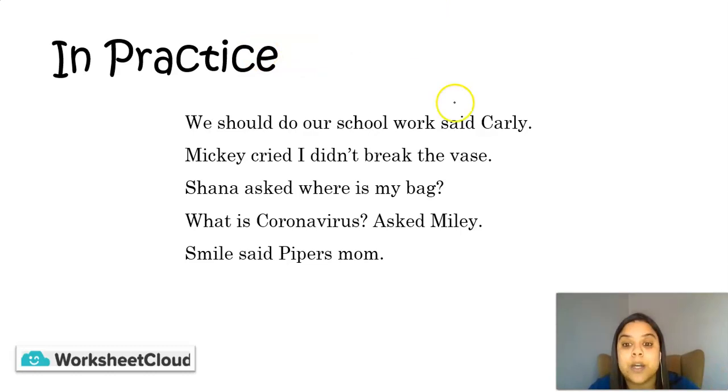So I already know that after the word or before the word said, I must put a comma, right? And the words that are spoken must always be in inverted commas. "We should do our schoolwork," said Carly. We now is the beginning of what is said, and that has to be in inverted commas.